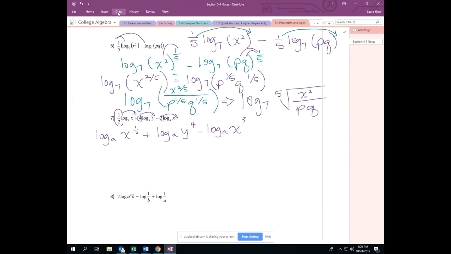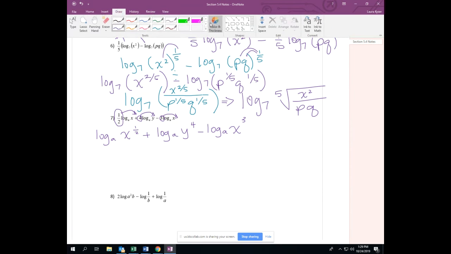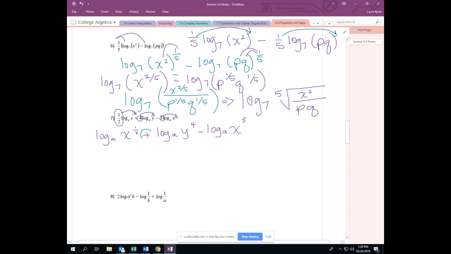Now, this particular problem happens to have addition and subtraction in it, which just means that we are going to have a product and a quotient involved in our final answer. So we're going to go ahead and combine into a single log base A at the front. The product that goes on the top of the fraction bar is x to the 1/2, y to the 4th. The piece that goes on the bottom is the only part that's subtracted, which is the x cubed.